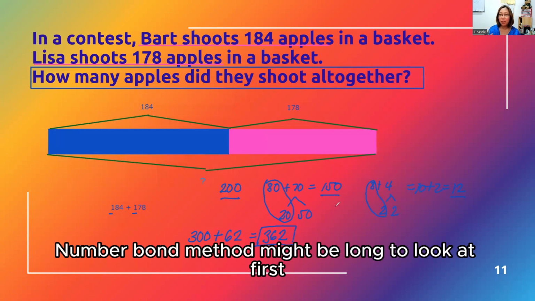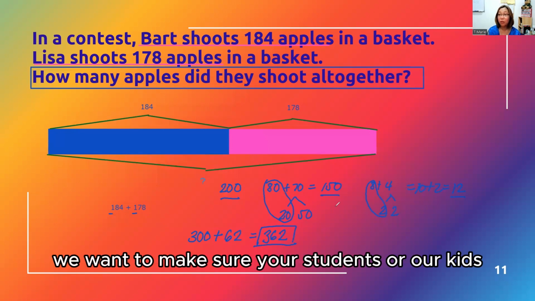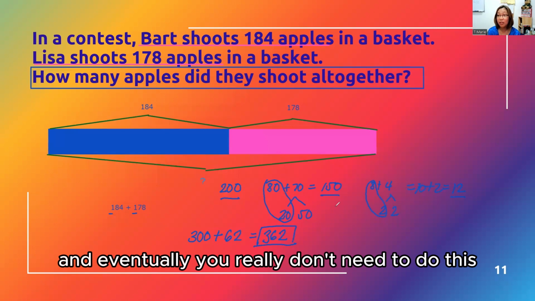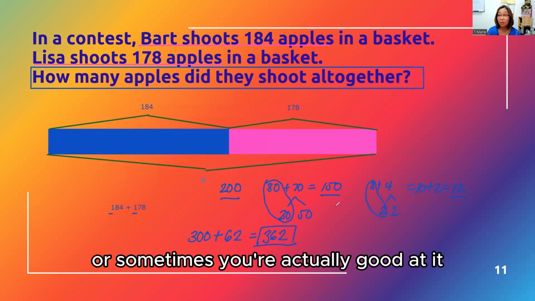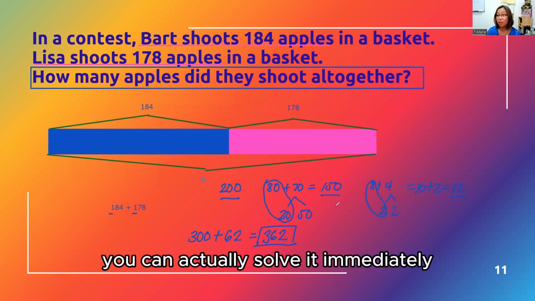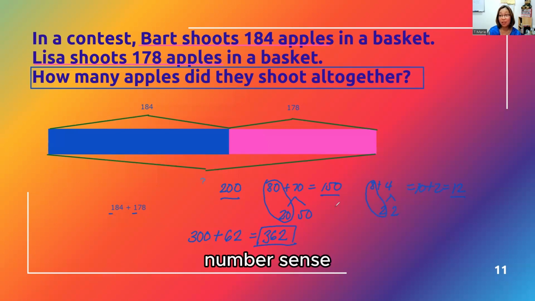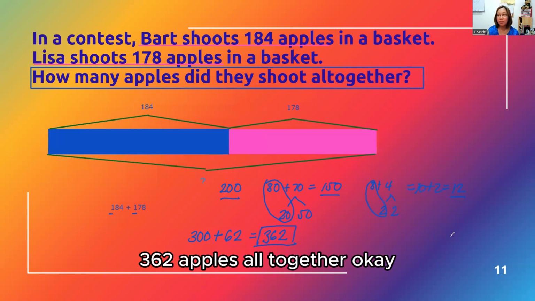The number bond method might be long to look at first, but what's actually happening here is we want to make sure your students or our kids know number sense. So it builds number sense. And eventually, you really don't need to do this and can just go on and simply add, either vertical, or sometimes you're actually good at it and can solve it immediately. So this is just a method to make sure our kids develop number sense. So the answer here is, when you put them together, 362 apples altogether.